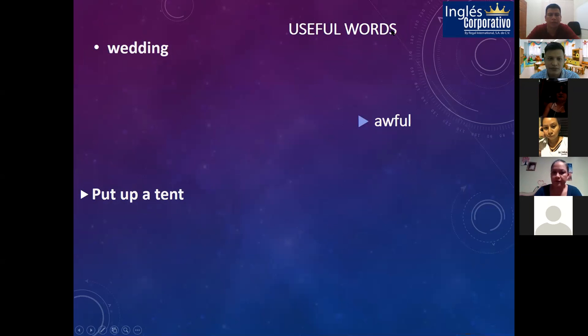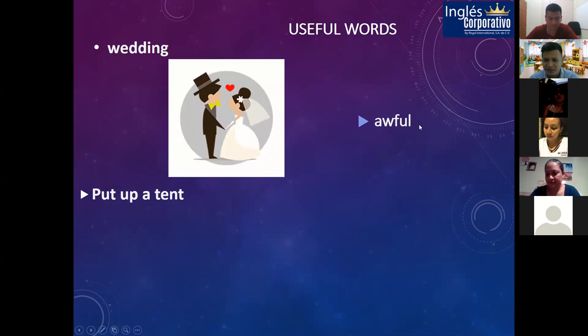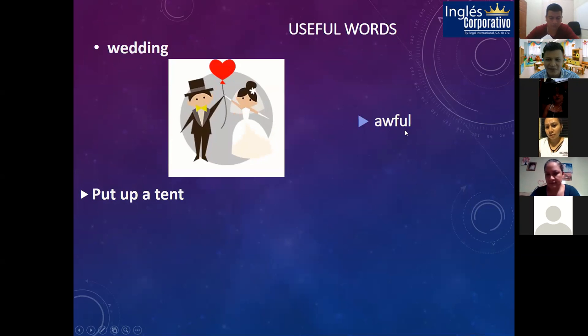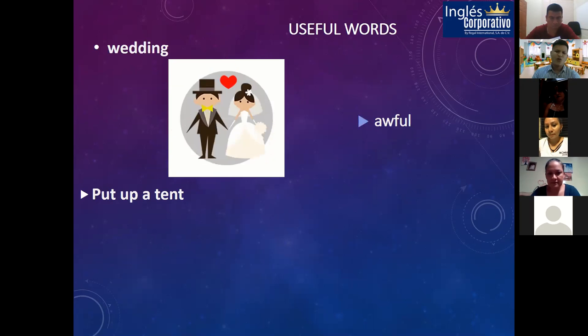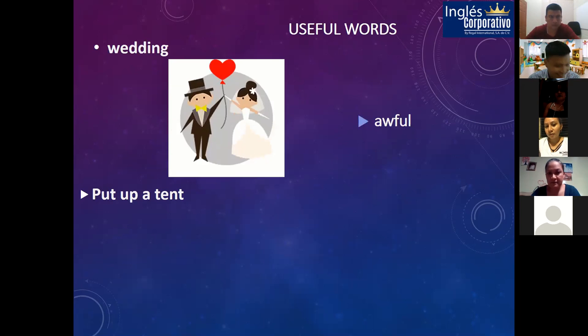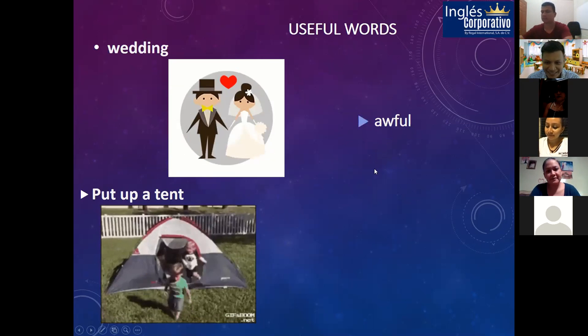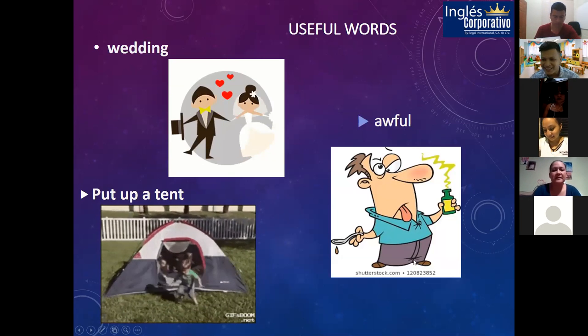We have useful words for this class, and we have weddings. What is this? Boda. Okay, nice. Wedding, like this, right? What about this one? Awful. What does it mean in Spanish? Horrible. Terrible, mal. Okay, that's good.